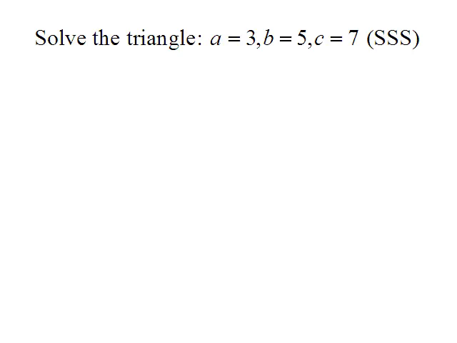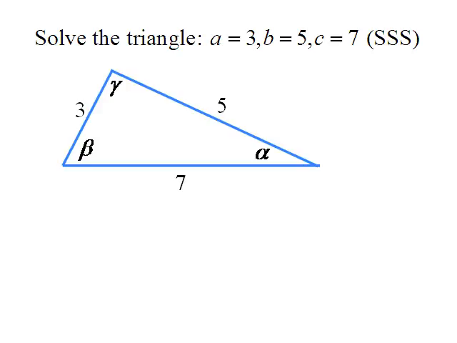A equals 3, B equals 5, C equals 7. That's a side, side, side triangle. So here is a way of labeling that. Those three sides are known, and so I don't know the three angles. Let's grab them, and I can get them by using the law of cosines for each of two. Let's get alpha first. Alpha, opposite side A, beta, opposite B, gamma, opposite C.